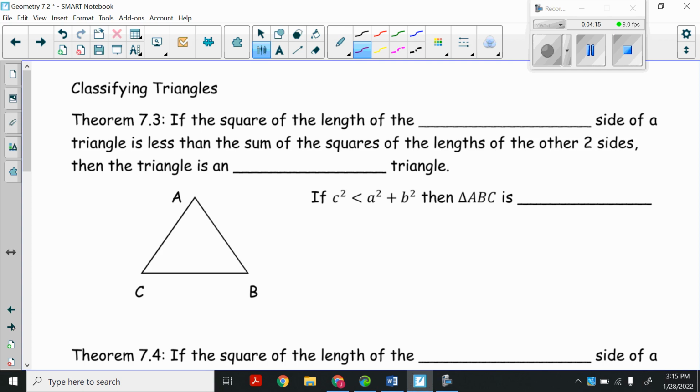Now we're going to talk about classifying triangles. On the front, we just saw where some of them were right triangles, some of them were not. So if they were not right triangles, well, what kind were they? That's what we're going to talk about now.